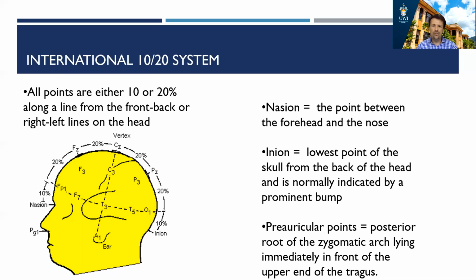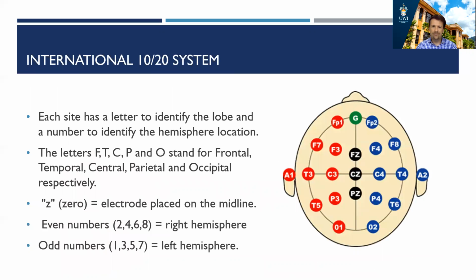The second line we draw is between the preauricular points, which is where the maxilla and the mandible meet, right by the zygomatic arch in front of the tragus of the ear. You draw a line connecting those preauricular points, and you also take 10%. And then with your 10%, you're able to draw circles around the skull. These are where we're going to place our main 20 electrodes.